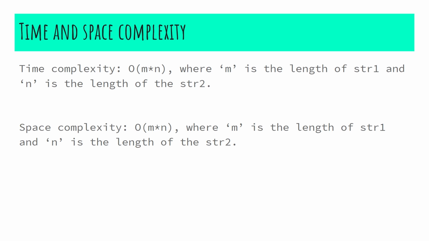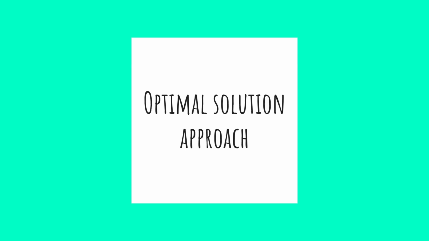If you observe carefully, to fill each row, we need values from only the previous row. Hence, we could reduce the size of the DP array to 2 rows and n plus 1 columns. This problem is very similar to the edit distance problem. You can check out the edit distance problem video from the link provided in the suggestion. Now we'll look at the optimal solution approach.